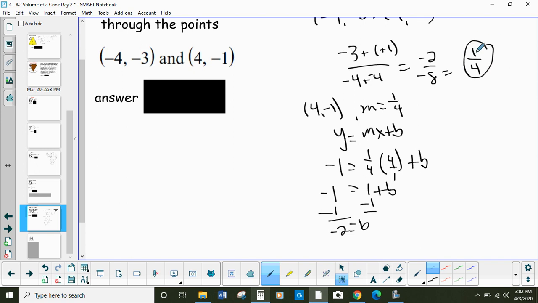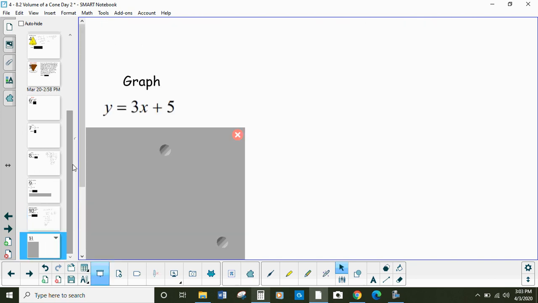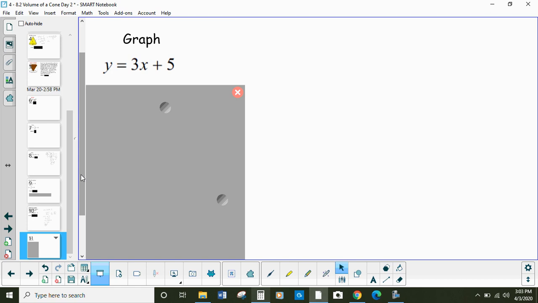Now that we have our slope and our y-intercept, we have what we need to write the equation for a line. And for our last review problem, you guys go ahead and graph this equation. Pause the video, try that now.